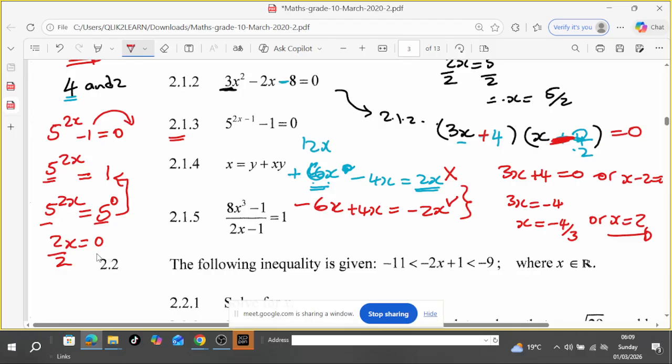Divide both sides by 2. Therefore, what is your x? Your x is just 0. So meaning that if your x is 0, you can go back to this equation where there's x, put 0, and you'll get your answer as 0 at the end. Né? That's how you can prove your answer.